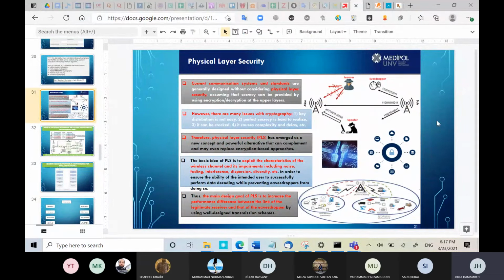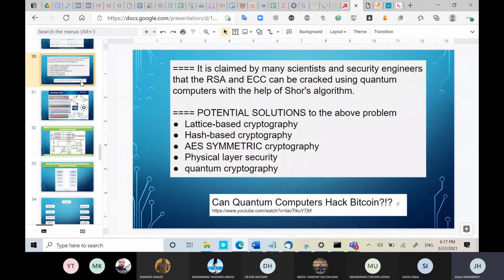So welcome everybody to the third part of today's lecture about wireless security, continuing with what we have been discussing and talking about from where we left off. We talked about the weaknesses and the drawbacks of the current encryption methods, especially RSA and ECC, and how they are prone to Shor's algorithm and quantum computers.